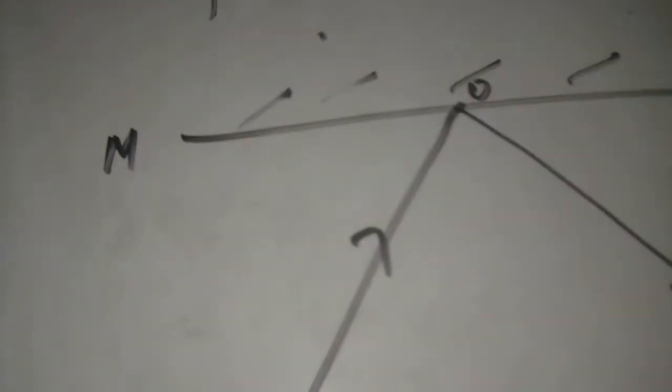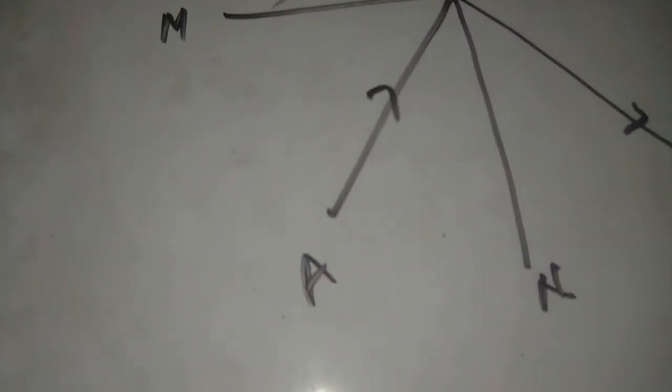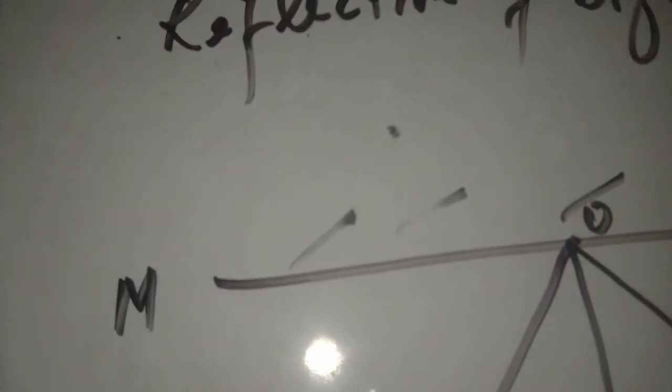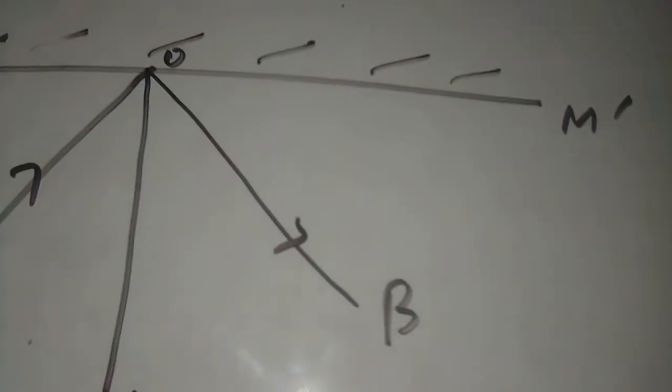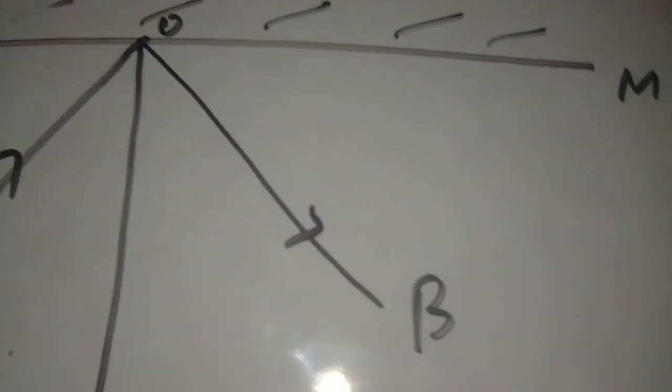The point at which the incident ray strikes the reflecting surface is called the point of incidence, and this is called the normal. NO is called the normal. The line drawn at right angle to the reflecting surface at the point of incidence. Practical diagram of this reflected ray of light is like this.